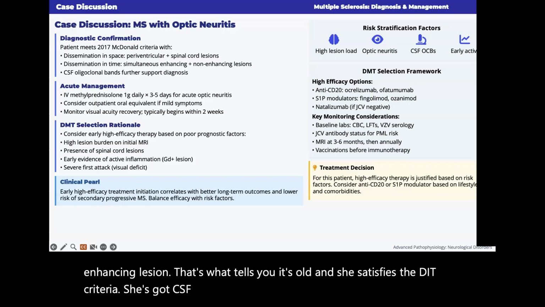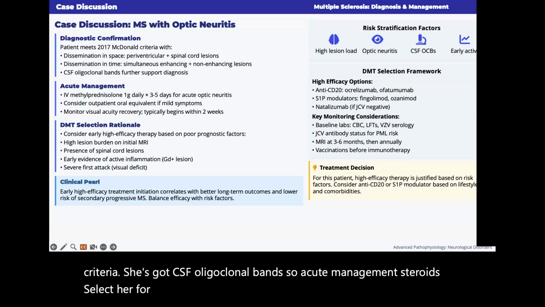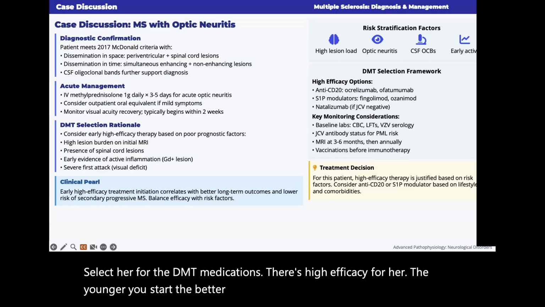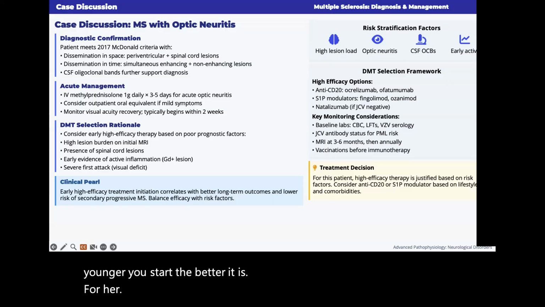So acute management, steroids, select her for the DMT medications. There's high efficacy for her. The younger you start, the better it is for her, because we want to prevent future relapses.